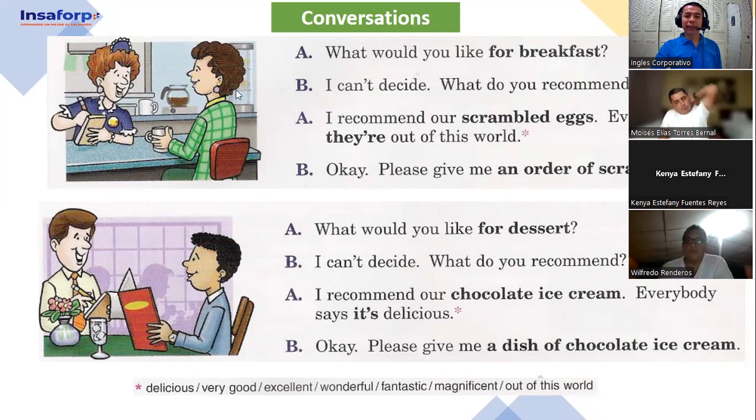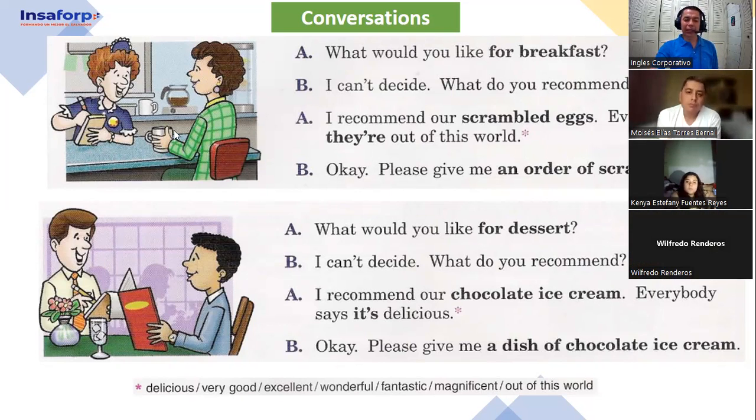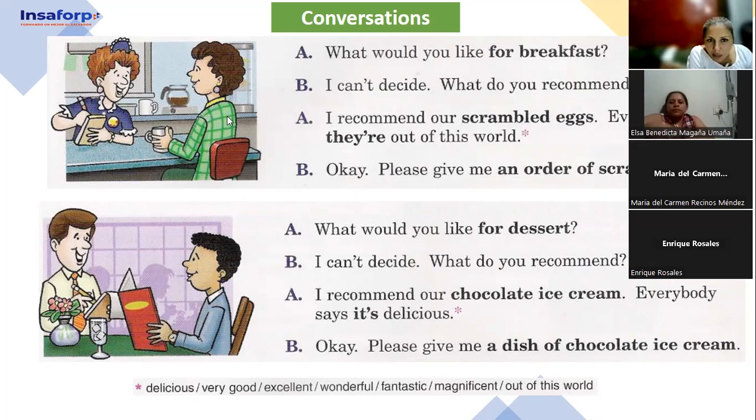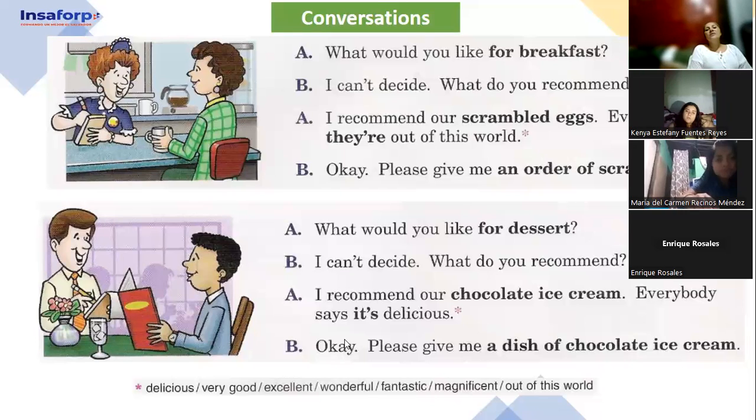Now let's continue. Look, here's a conversation, right? Elsa, look at the picture. Where are the two women? They are in the park, in a house. They are in a cafeteria. Okay, probably they are in a cafeteria, right? In the second picture, Maria? Where are the two men? Oh, no, it's two men. Yes, it's two men, right?